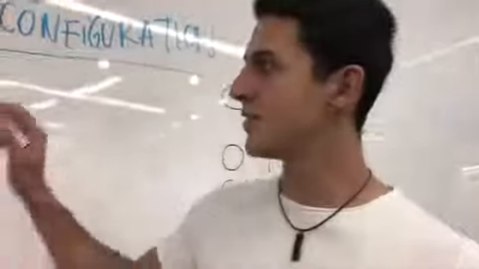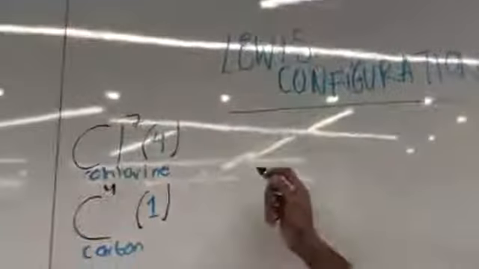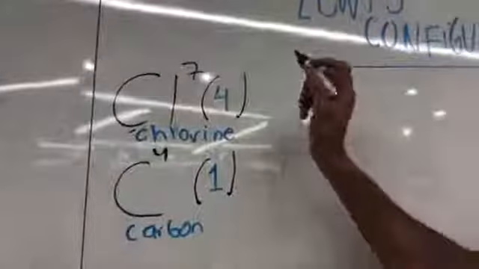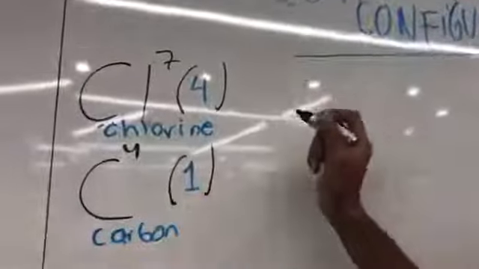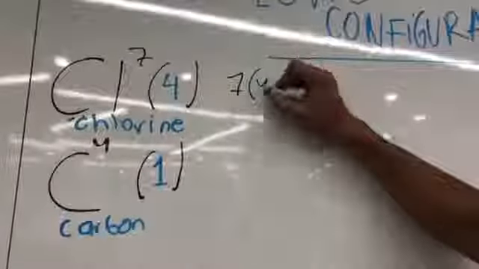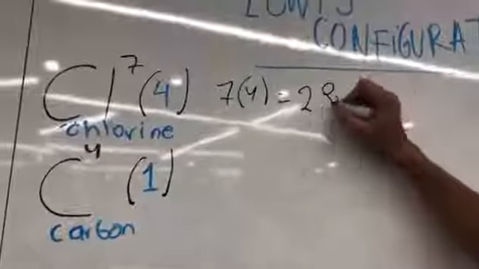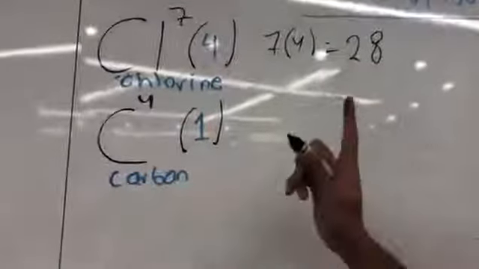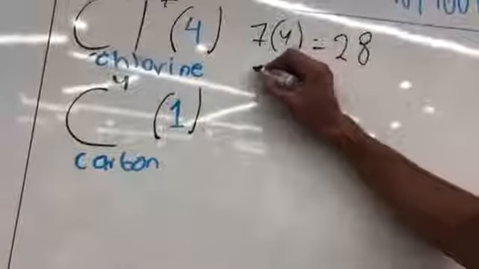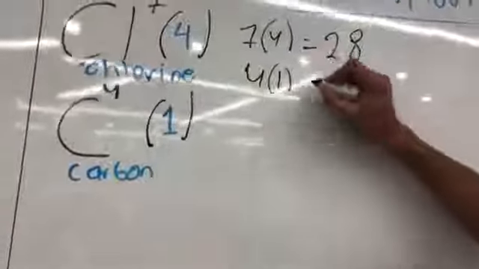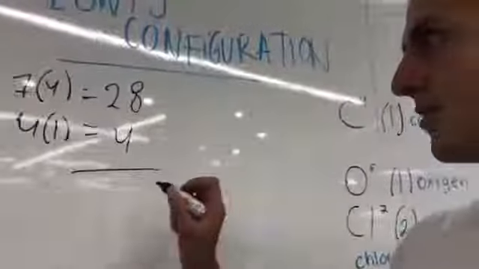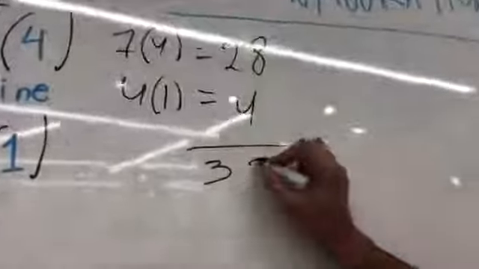First of all, we have to see how many valence electrons we have in each element. Here we have 4 chlorine atoms, and we have 7 valence electrons in every one. So in this case, you multiply 7 by 4, and you have 28, right? Okay, perfect. Here we have 1 carbon, that is 4. So 4 multiplied by 1 equals 4, right? Adding these together, it's 32, right?